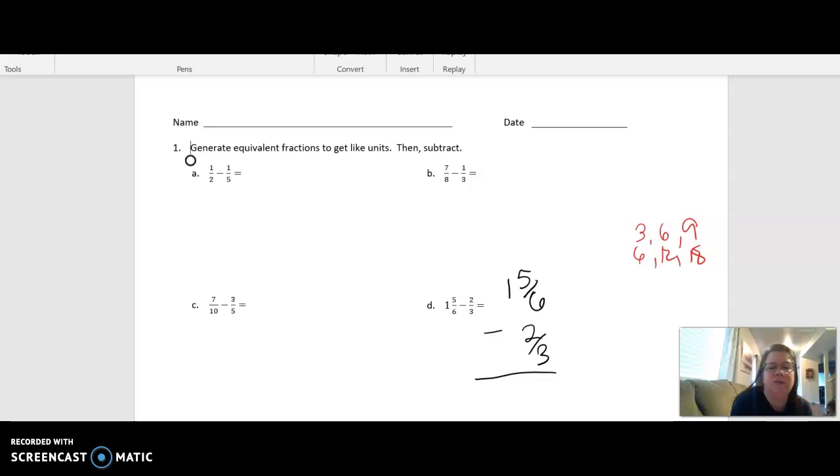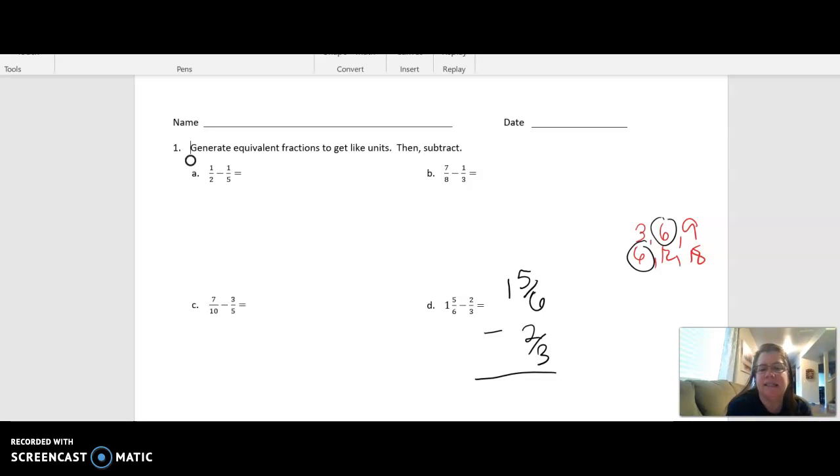And what do those two numbers have in common when we skip count? Well, we can see they both have a 6, and we really didn't have to write that down. We could think of that on our own probably. And so our lowest common denominator is going to be 6, right? That's the smallest number they have in common.